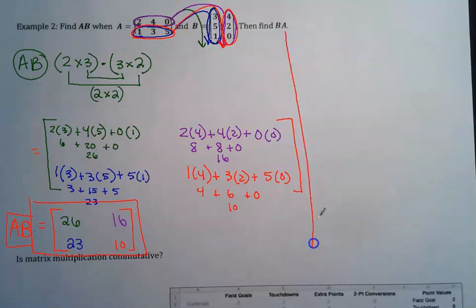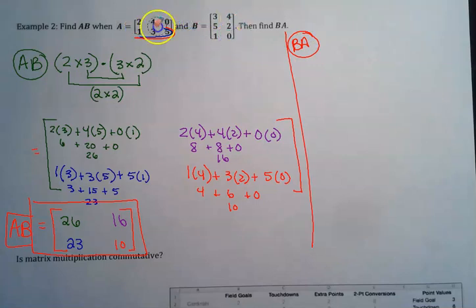All right, let's see if we can cram BA in here. Let me erase all this stuff. Again, let's check the dimensions. We always need to do that. B is 3 rows, 2 columns, so 3 by 2, times A, which is a 2 by 3 matrix. So we've got a 3 by 2 times a 2 by 3.